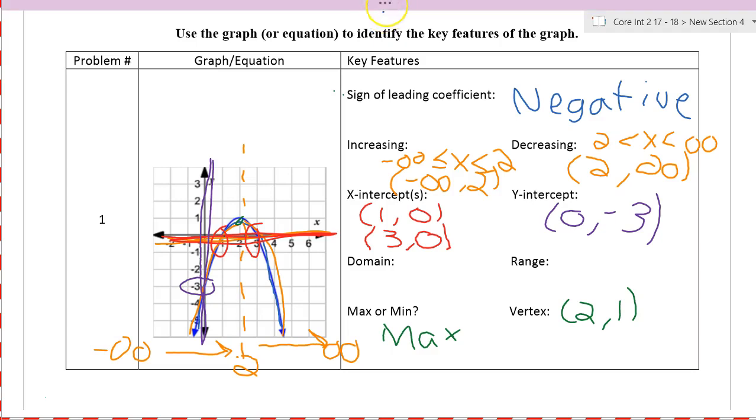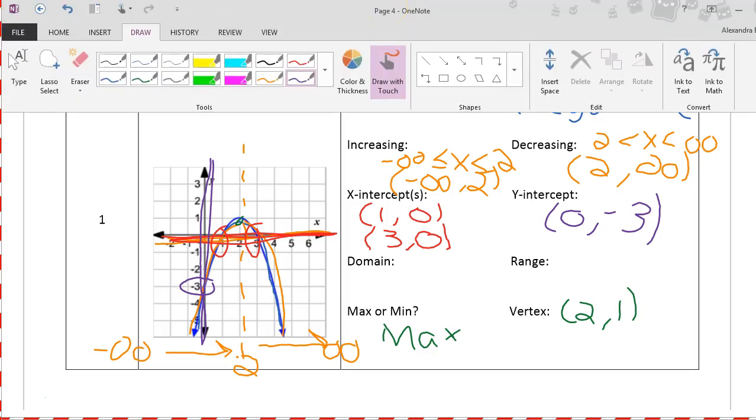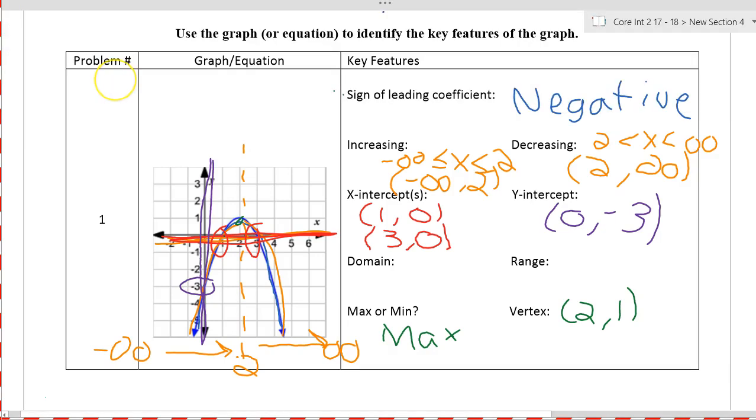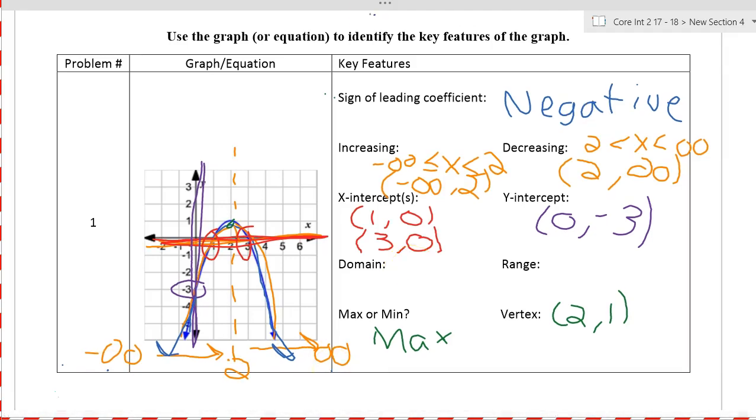Then looking at our domain, how far left and right does it go? Well, remember, this graph is going to keep going on forever, left and right. As we wrote here, negative infinity, right forever is infinity. So negative infinity less than x, which is less than infinity. The other way to write that is in interval notation, negative infinity to infinity.